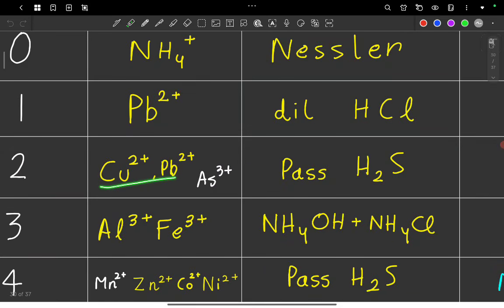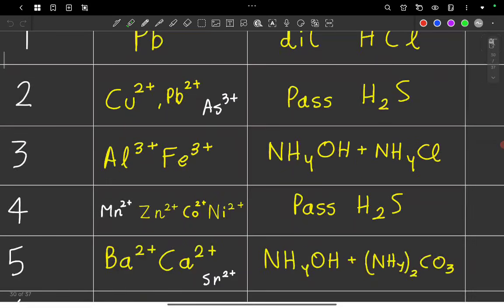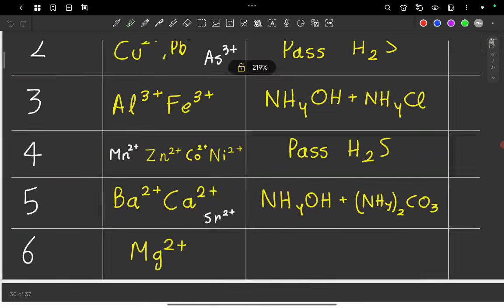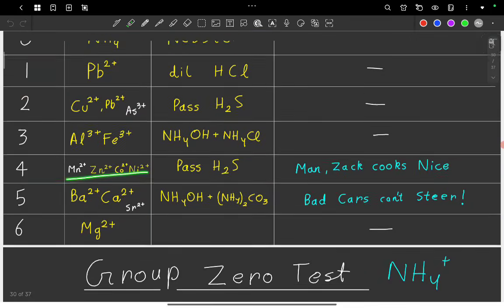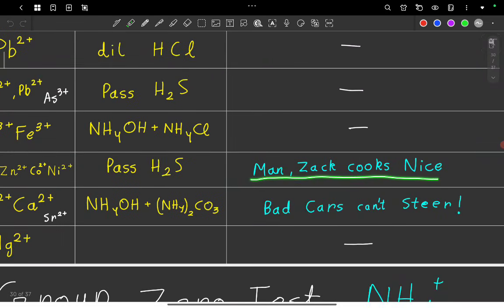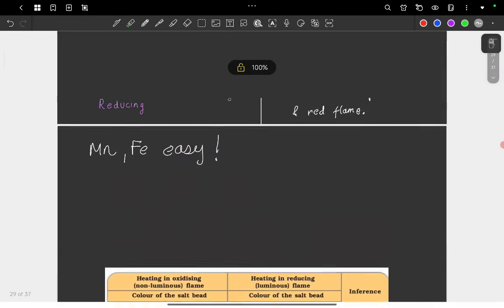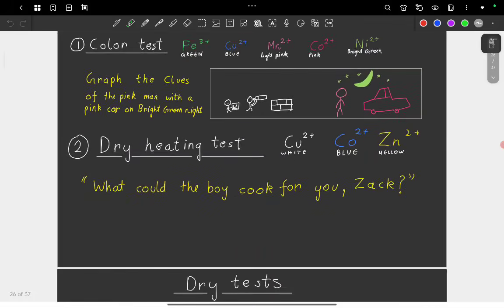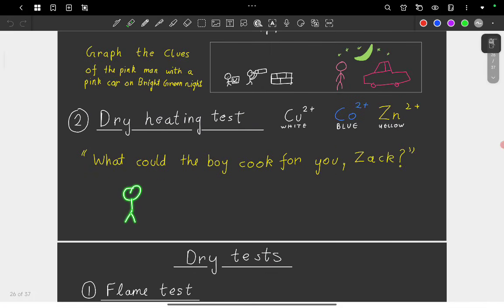Now, this is only two members, easy to remember. But for the four-membered group, I made you a trick. Man, Zach cooks nice. Remember this story where we studied about the boy and the Zach? You had a cook with you, and there was this Zach guy who came.